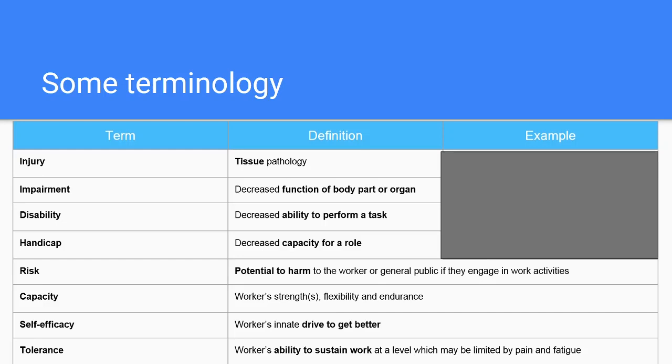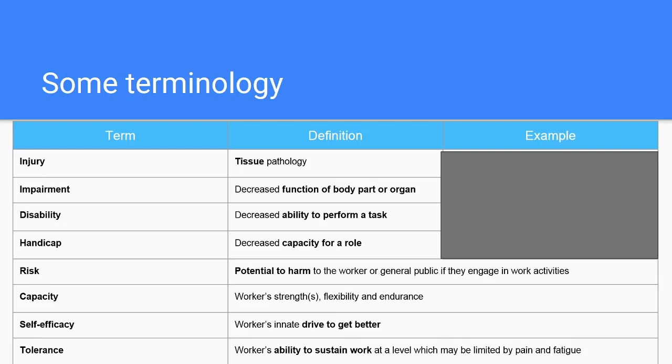So there is some specific terminology that they like to use that I think it's important to be able to differentiate. And so the top four are injury, impairment, disability and handicap. Injury is defined as tissue pathology. Impairment is decreased function of a body part or organ. Disability is a decreased ability to perform a task, and a handicap is a decreased capacity for a role. Does anyone want to give me an example of applying all four in a situation?